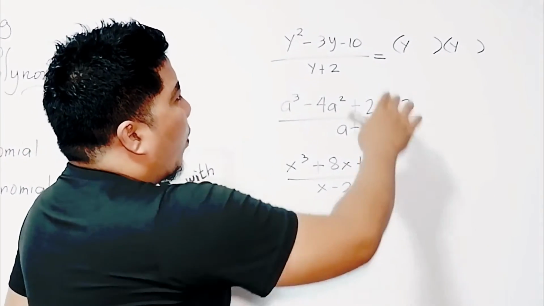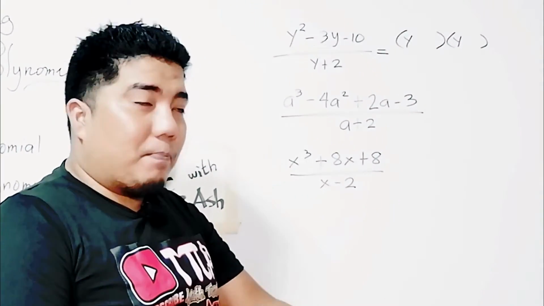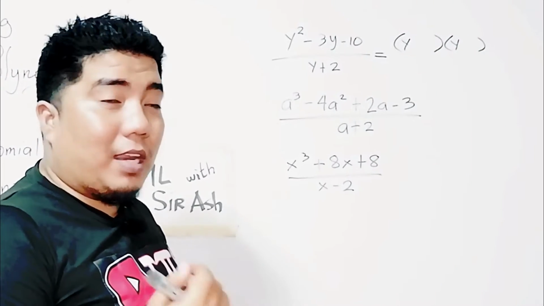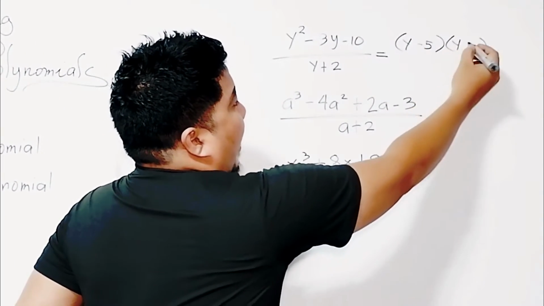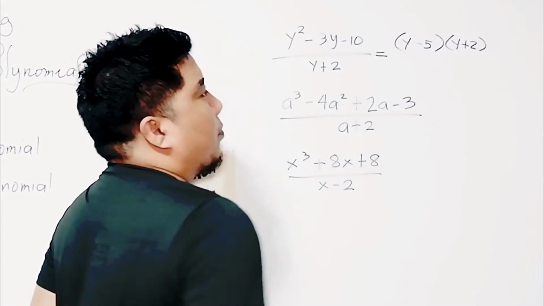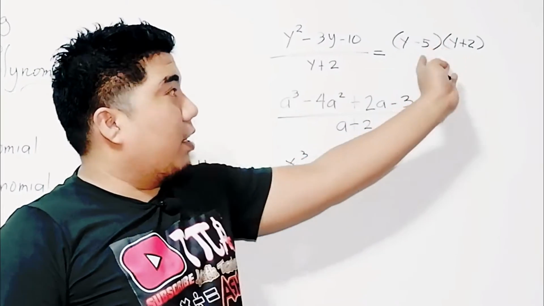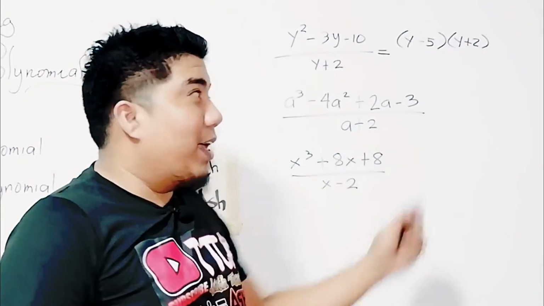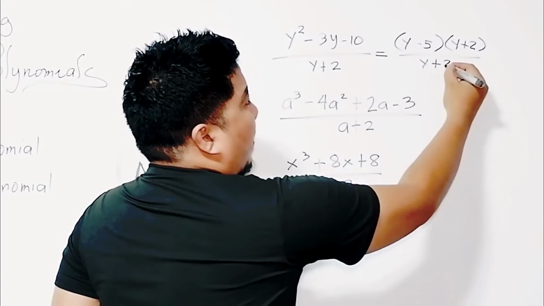And then, what are the factors of negative 10 such that when I add them, the answer is negative 3y? The answers are negative 5 and positive 2. Meaning that if I break this down, these are the factors. Then, it is divided by your divisor, which is y plus 2.